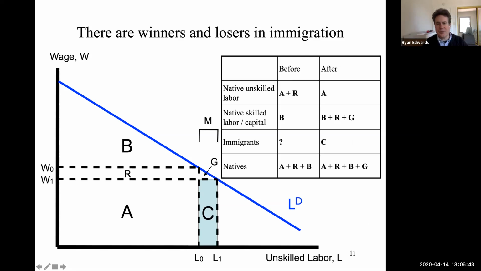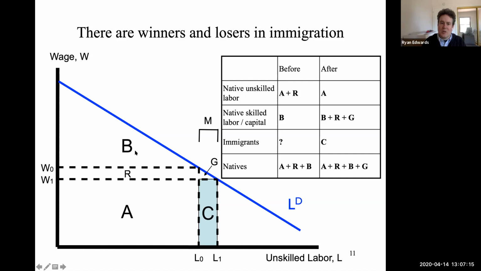Winners and losers. The native unskilled labor originally started off with A plus R, and they end up with only A here. And I guess I regret the ambiguity here. The trick is to look at this graph. I think when I started off, I called everything that currently is A plus R, I called it A. So I apologize for that. The problem basically is there's a wedge that's shaved off of this big rectangle. We're calling it R here. So it obviously depends on which one of these you're looking at to begin with.